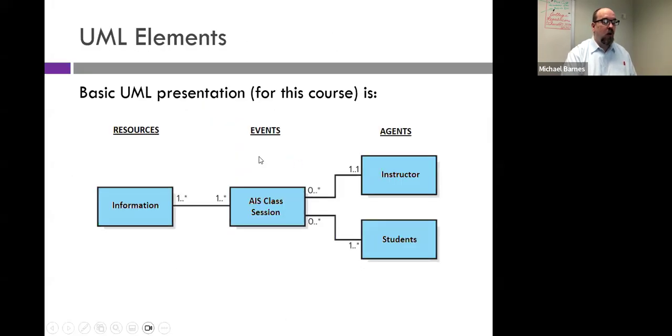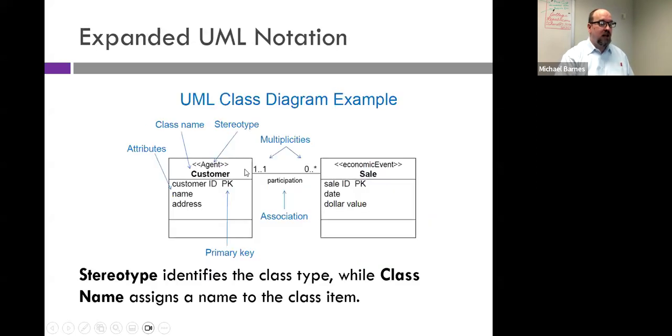For our example, we're always going to characterize resources, events, or agents. We are going to have another one: conceptual structures, which we will talk about. But conceptual structures don't follow the paradigm, but we'll talk about where they fit in. Basically, they'll go wherever there's room. But for the most part, resources, events, or agents. So we don't necessarily need the stereotype because they're always going to be defined by where their placement is in the diagram. Now, class name assigns a name to the class item.